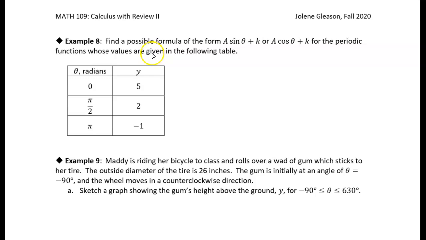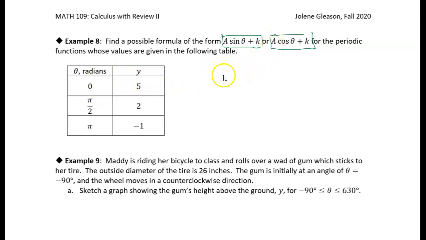All right, this problem is a lot like some of the other ones. We're given some information about a function and we're asked to write a formula for the function in one of these two forms: A sine theta plus k, or A cosine theta plus k. So we have those four possibilities. It could be a positive or negative sine function or a positive or negative cosine function.